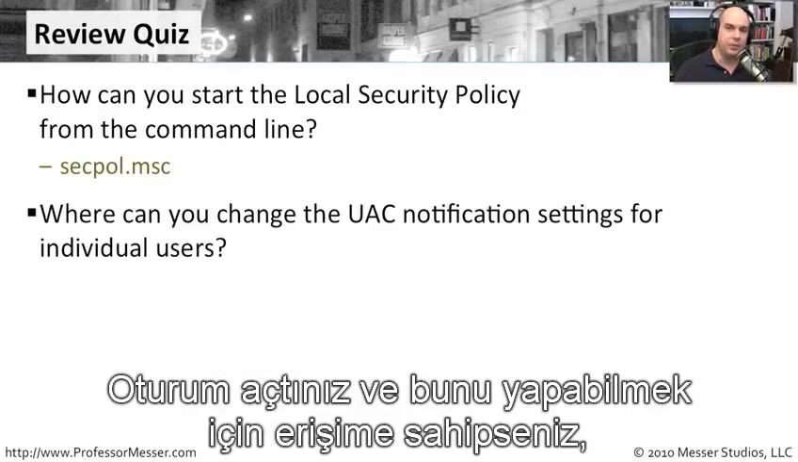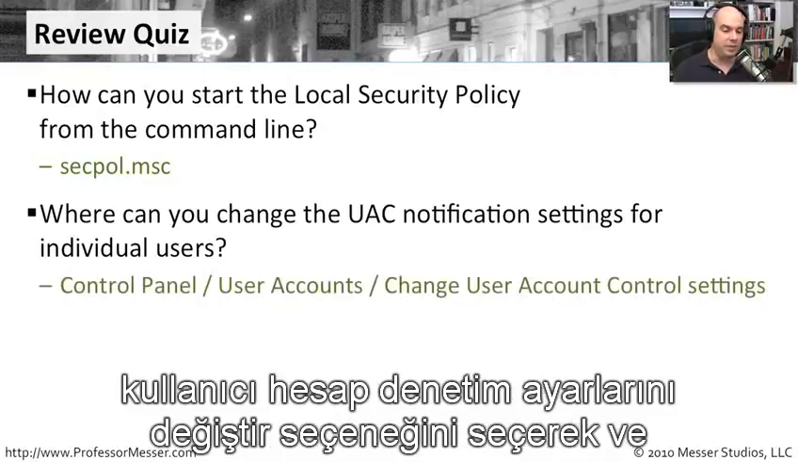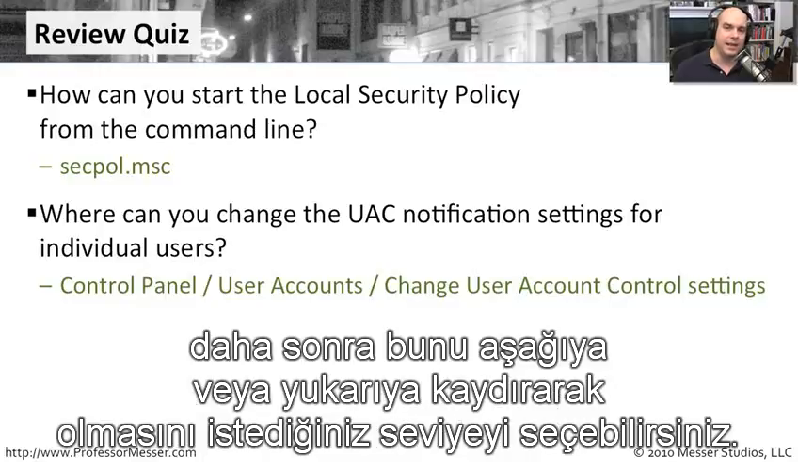The next question is, where can you change the UAC notification settings for individual users? If you're logged in and you have access to be able to do this, you can simply go to your control panel under your user accounts and choose the option for Change User Account Control Settings, and then you can slide that slider up and down to be whatever you'd like it to be.